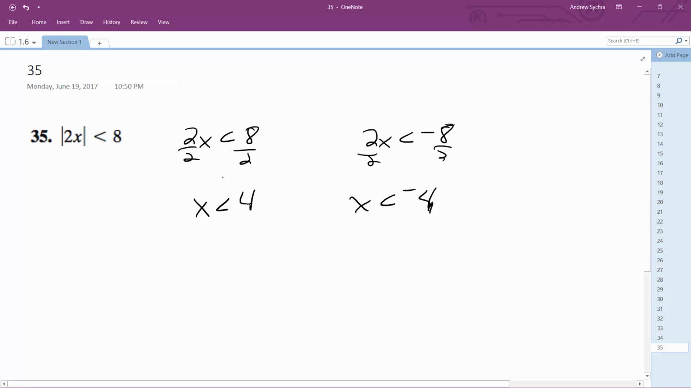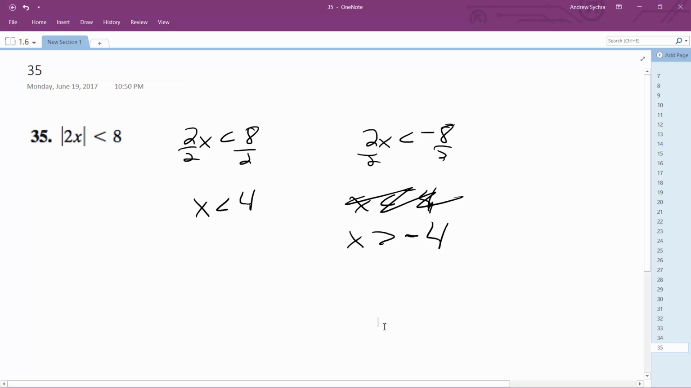If you plug this back in, if you had like negative 5, 2 times negative 5 is negative 10, which is less than 8. But what happens here is you take the absolute value and 10 is not less than 8. So actually, x is greater than negative 4.